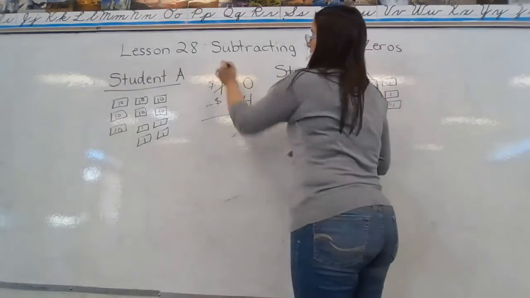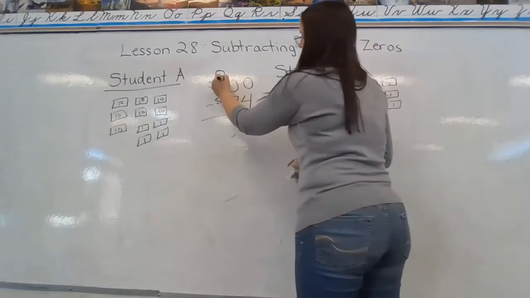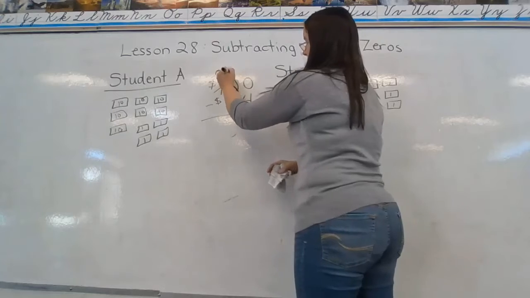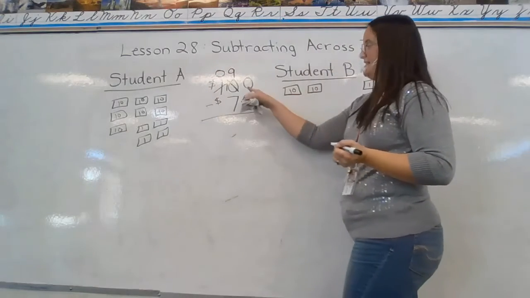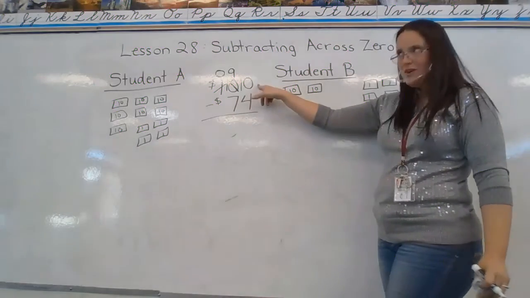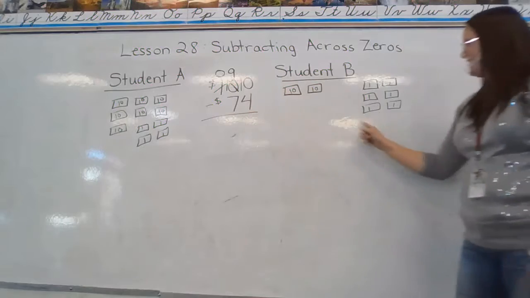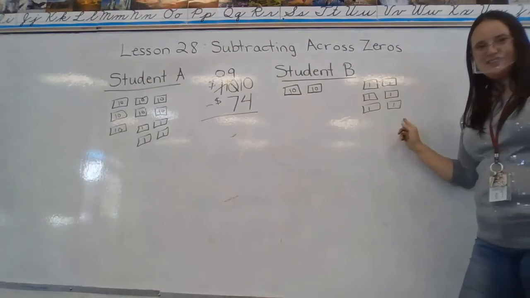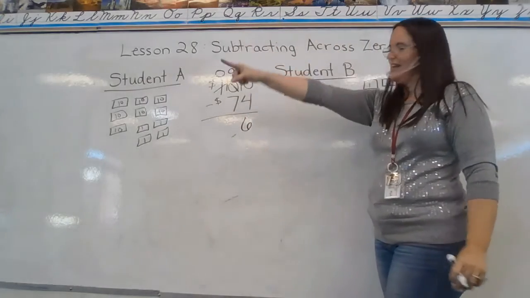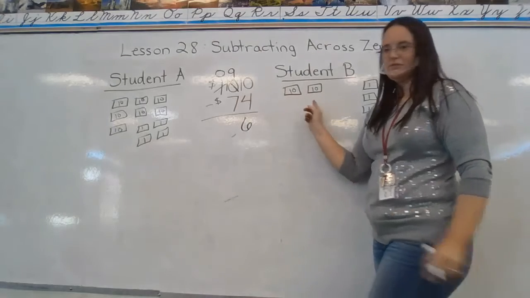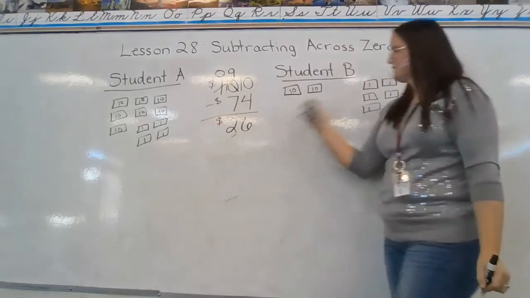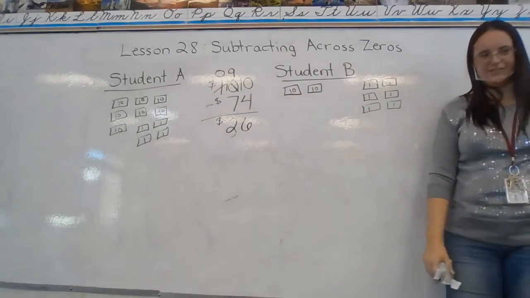So we write a 0 up here. We traded that 100 in for 10 tens, but then we traded one of those tens in, so we really only had 9 tens for 10 ones. Now, if I have 10 ones and I give you 4, there's 6 left. We can see that over here in our picture. I had 9 tens. I gave them 7. There's 2 left. And there aren't any more hundreds. So they have $26 left.